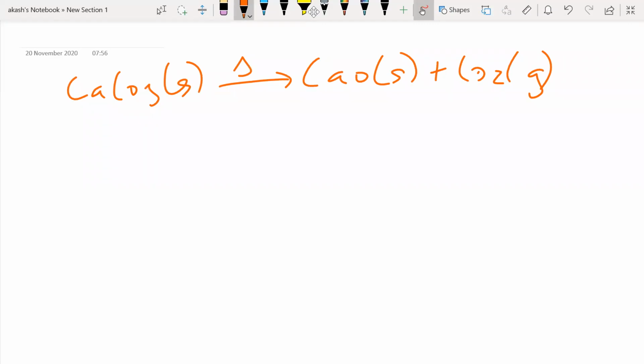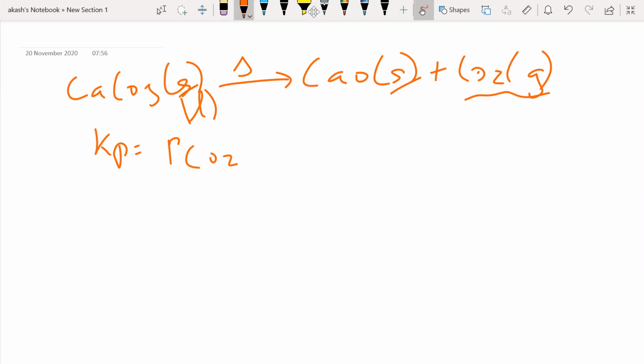Now, I want to write the Kp for this. Kp means in terms of partial pressures. What you see is that you have only one gas here. The other two are solids. Generally, not only for pressures but even for concentration, Kc, the moment you see solids or liquids, you don't even have to include them in the Kp or Kc equation. In this case, I can just write Kp as the partial pressure of CO2. That's it, nothing else.